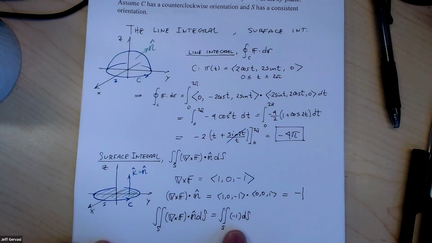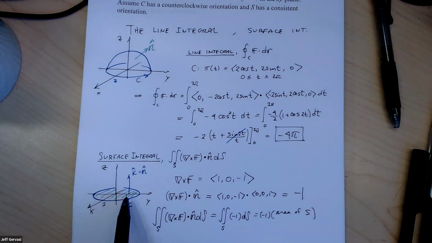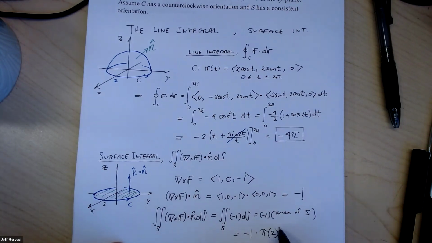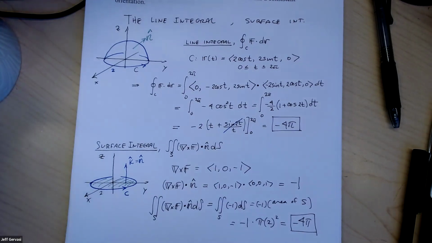Okay? Because I know that this integral, when I move the -1 through, the surface integral left is going to represent the area of the surface itself. And what's the area of the surface I'm using? It's that shaded region right there. That circular region right there is my capital S. Circle of radius 2, so pi r squared, to get negative 4 pi, which is what we got with the line integral as well.